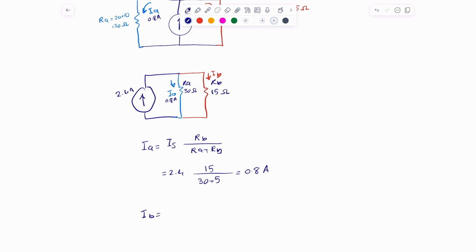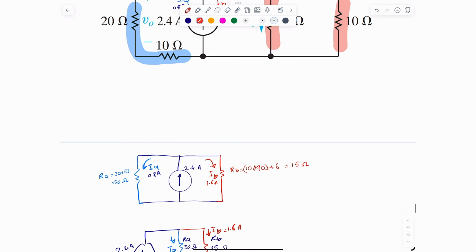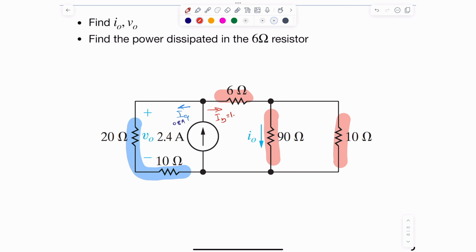That means the rest goes to I of B, but we can apply that it's 2.4 times 30 divided by 30 plus, I believe this is 15 in here. Okay, and that number will be 1.6 amps. So let me just highlight it. This equals 1.6 amps. So this one here is 1.6 amps, and this one here is equal to 1.6 amps.